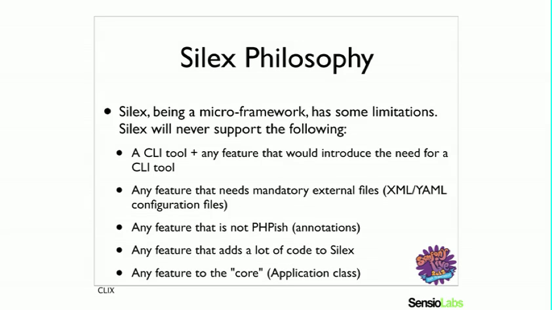So a bit about the philosophy. Symfony 2 is really a full-stack framework, and the goal is to be the opposite. In Symfony 2, all the features are there by default, and you turn features off if you don't need them. In Silex, nothing is there by default, and you add providers as you need to implement features. So a lot of things that you won't find in Silex are like a command line tool, or things that aren't PHP-ish, like annotations. There's no annotation support in Silex. And anything that requires editing the core code, the application class.